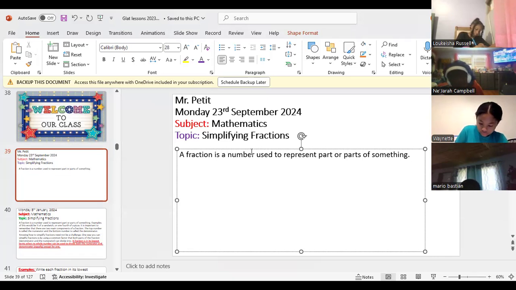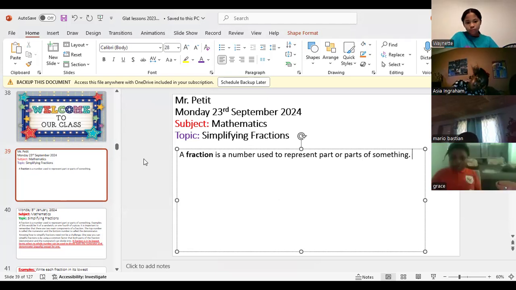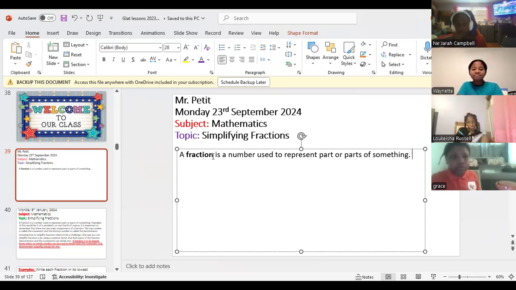All right, Najara, can you read that first sentence on what is a fraction? A fraction is a number used to represent part or parts of something. Very good. And Lynette, can you read that first sentence? A fraction is used to represent part or parts of something. Very good. So if we're trying to represent part of something or parts of something, we can use a fraction.